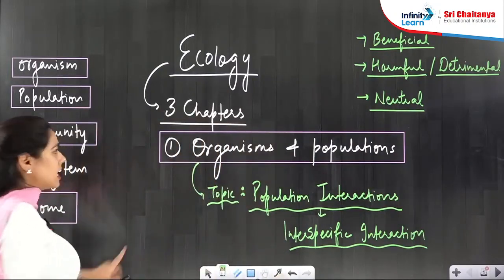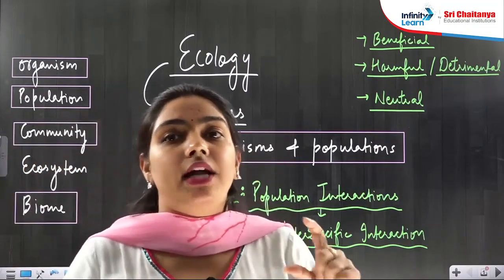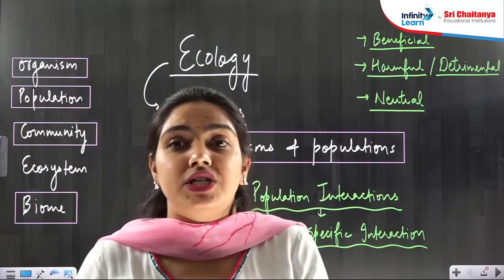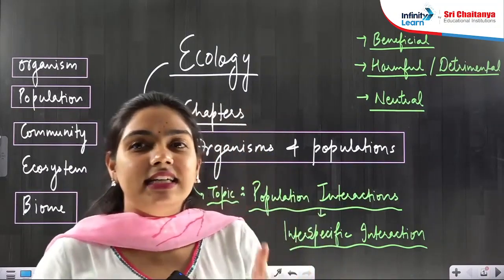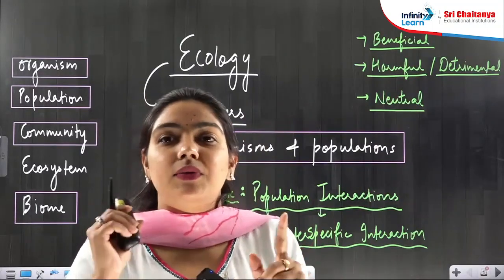Yes or no, everyone? Can I move ahead? Have you understood the meaning of population interaction? Population interaction is the interaction between different species. If a lion is eating a deer, that is an interaction in which one is getting the benefit and one is getting the harm.